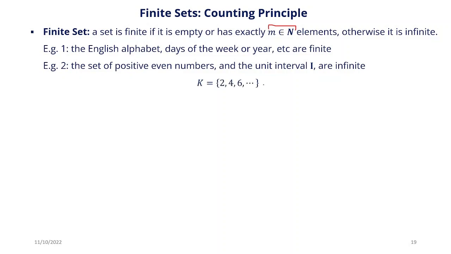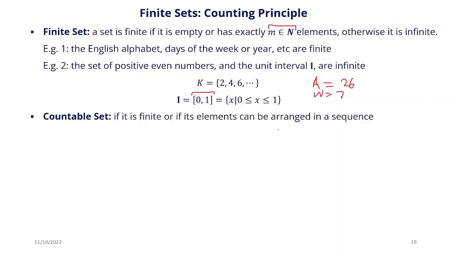So we have a set K equal to 2, 4, 6, and we have a set which is a finite interval, X such that 0 is less than or equal to X, which is less than or equal to 1. These are finite. The set of alphabets contains 26 items, does it not? And the days of the week contain 7 items. 7, 26. These are finite sets.